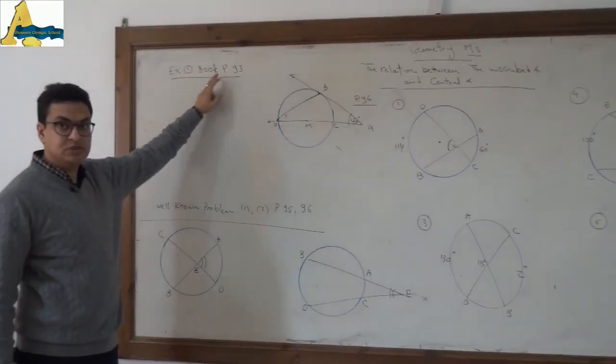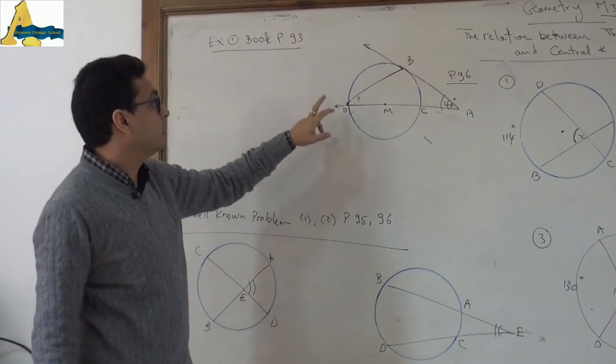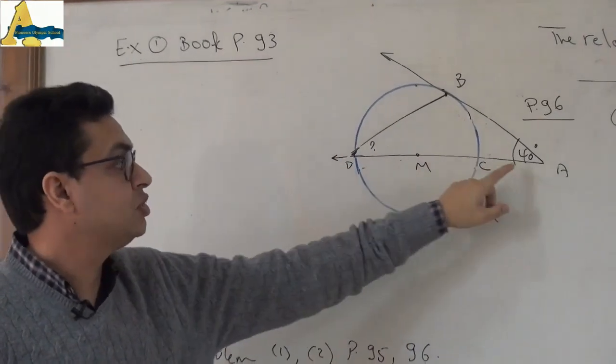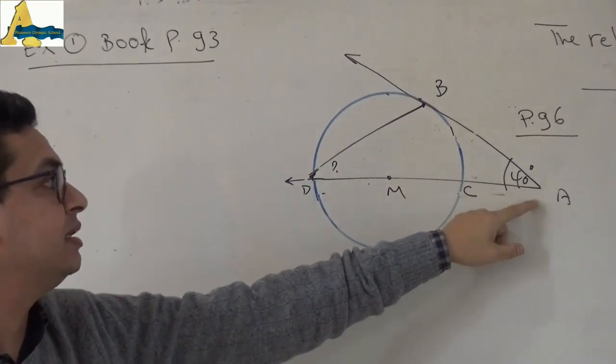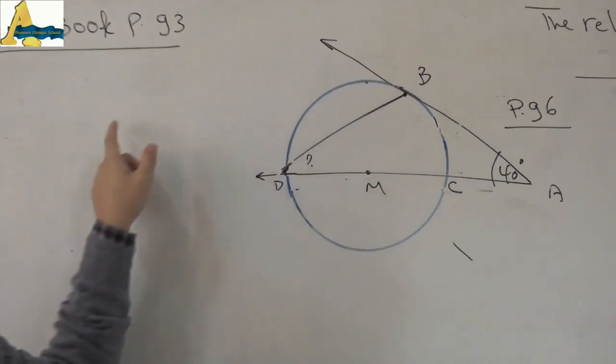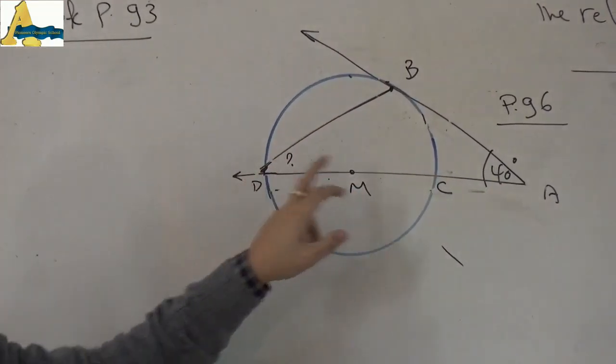Example number 1, book page 93. Given M is a circle, CD is a diameter, the measure of angle A equals 40 degrees, and AB is tangent to the circle at B. Required: find the measure of angle BDC.